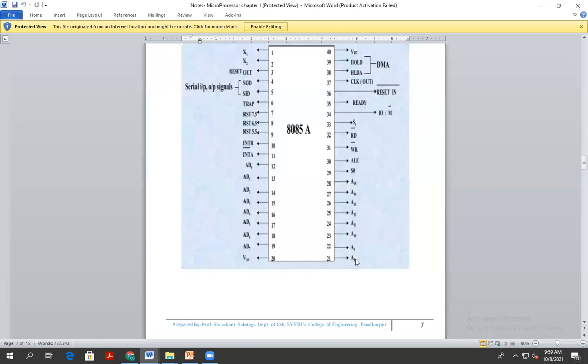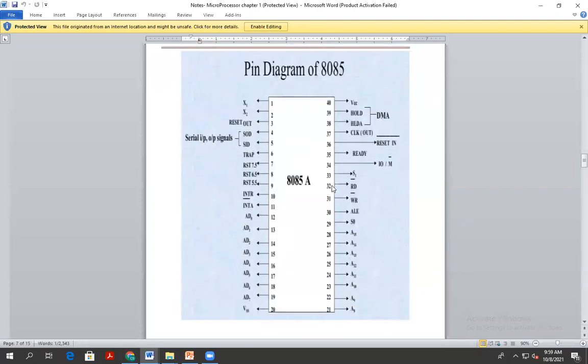Those are the address bus, and pins 12 to 19 are the data bus, and pins 32, 31, 33, these three, are the control bus. So here eight, eight, and these three: 16 plus 3, 19 pins out of 40 I have to cover.